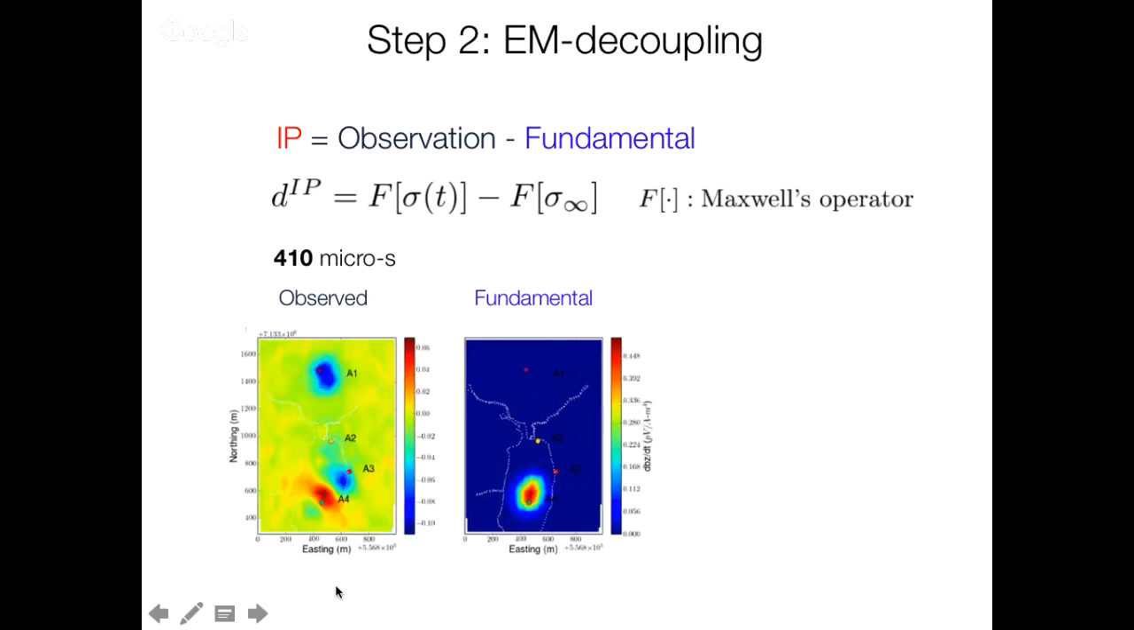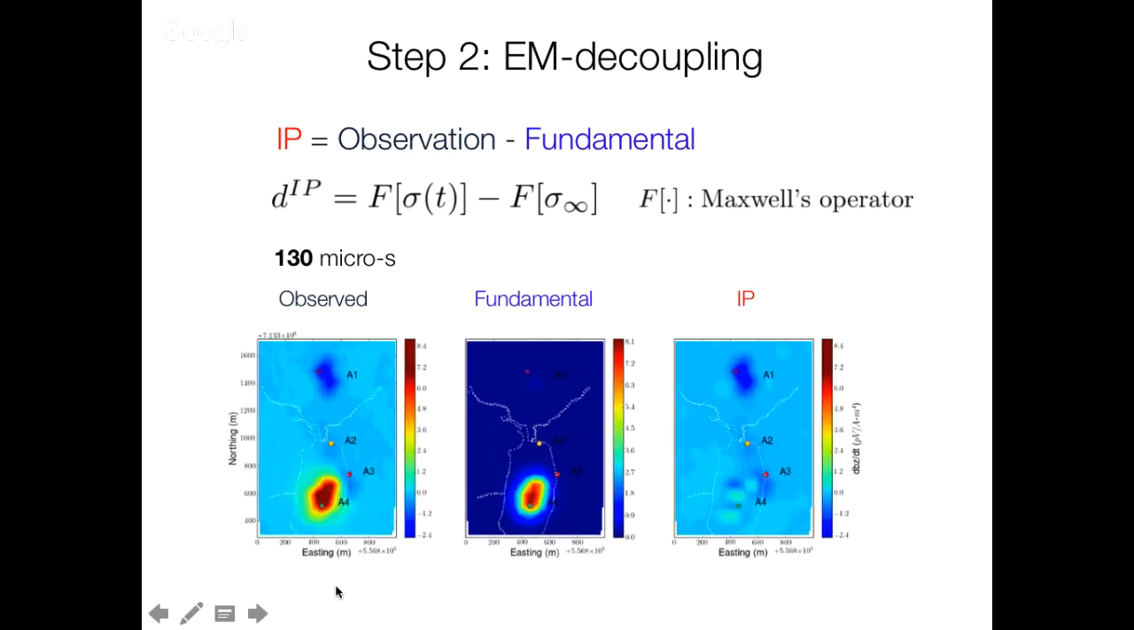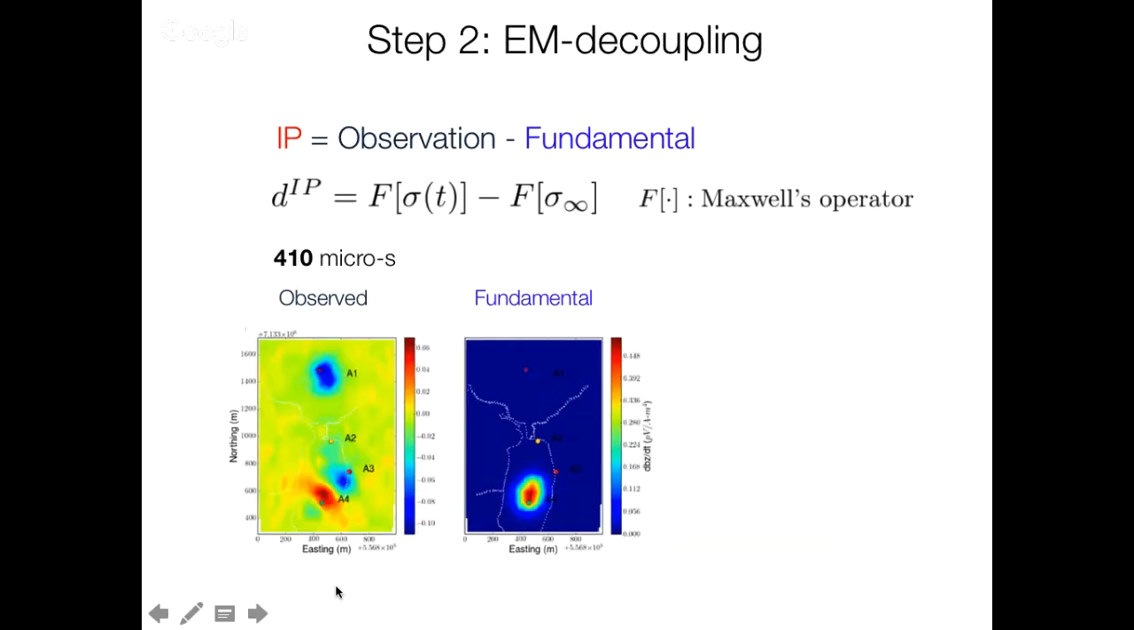That was 130 microseconds. This one's really, I think, impactful. This is 410 microseconds. Here are our observations. Now we see, wait a minute, it looks like there's something chargeable in here, but we already had that guy back here. There's something happening here with A3. So we've got this. A1 is pretty chargeable, and A4 is sitting like this.